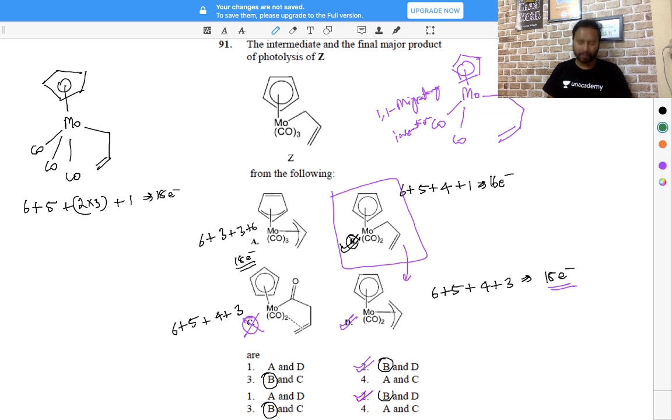Now the question which Deepak has asked is how many signals we will get in D. I'll just draw it. Option D first of all. So we have molybdenum, we have CO, we have CO, and we have this. Now, how many signals will you get over here? For any of these kinds of questions, when asked how many signals you have, that is asked at normal room temperature.